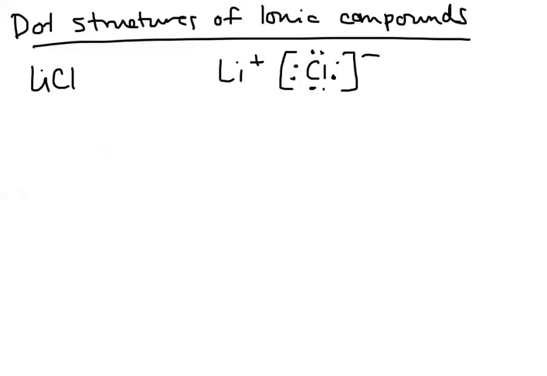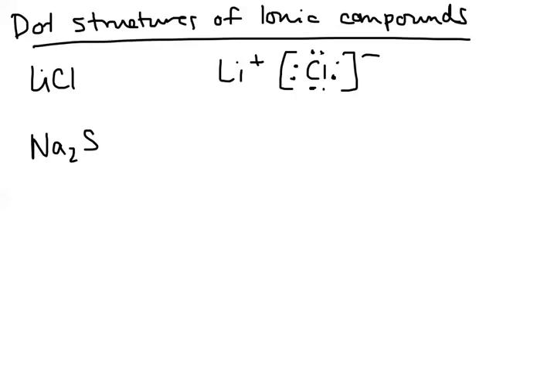You might also have more than one of either element. For example, Na2S. You put basically the odd man out in the middle, right? Because you don't want two positive charges next to each other. So the sulfide, which is going to be a negative ion, is going to be in the middle, and you're going to put the sodiums on either side.